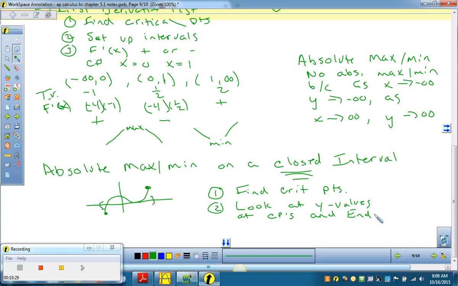So underline it, star it, do what you have to do to remind yourself that an absolute max or min can happen at critical points, and it can also happen at the endpoint. So simply find the critical points, and then plug those x values into the function to see which one is the biggest and which one is the smallest. Okay? All right. I think that's all I have.